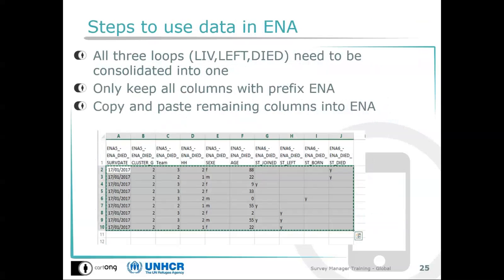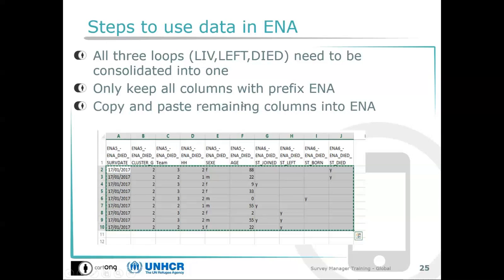Okay, the steps to use the data in ENA. We try to make this as user-friendly as possible. It's basically that you open all the different CSV files, and then you choose one and you copy the rest of the data into the same CSV file. Because we mimicked the columns to be in the same order, the column name actually doesn't really matter. You could copy and paste from all three loops just below each other.